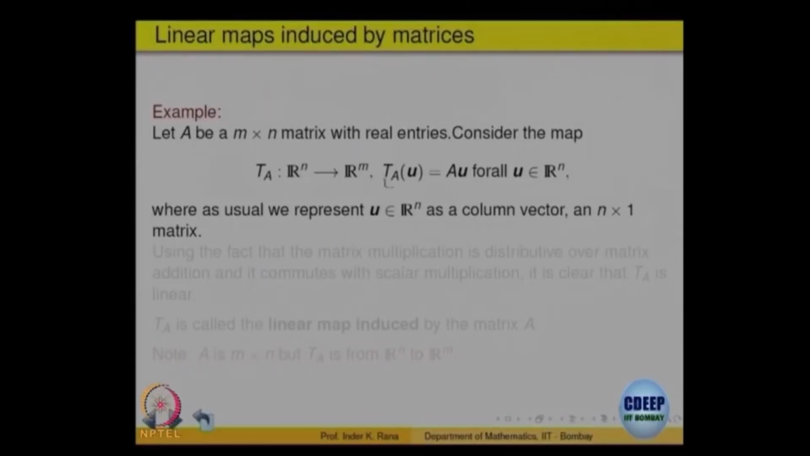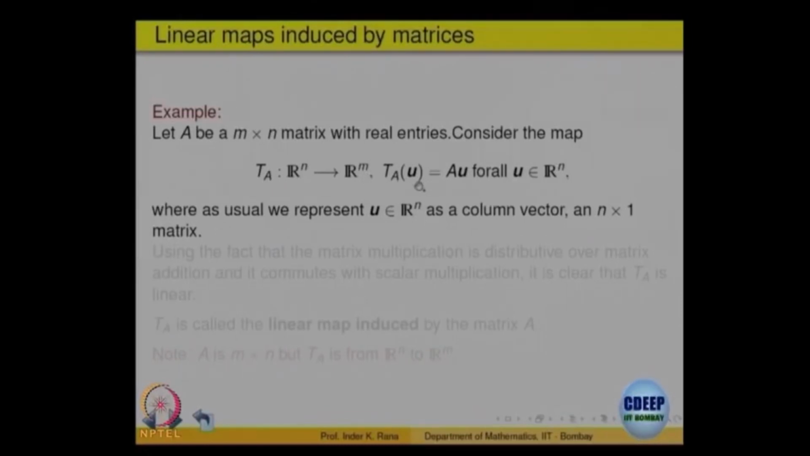Okay. And how is it defined? For a vector u in R n, A is a matrix of order m cross n. So, you can multiply A with u. The matrix is m cross n, this vector is n cross 1, u as a column vector we are treating as a column. So, what will be the result? M cross 1. So, that will be an element in R m.